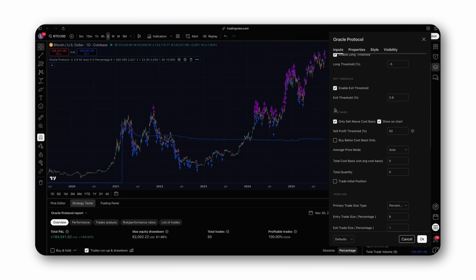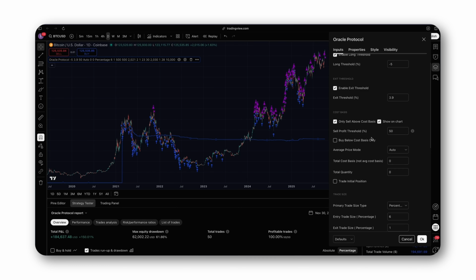For our cost basis section, as you can see here, the sell orders only happen above this blue line, being our cost basis. And you can show this on chart. You can see this is checked here. So this ensures that when you sell, you're never realizing a loss on your aggregate position at any given time.